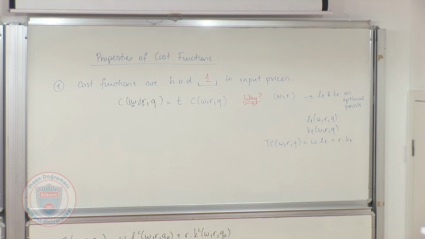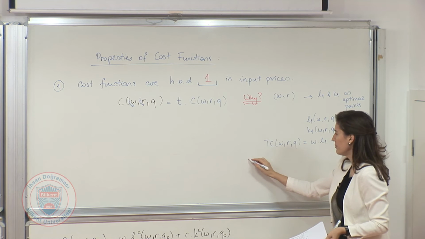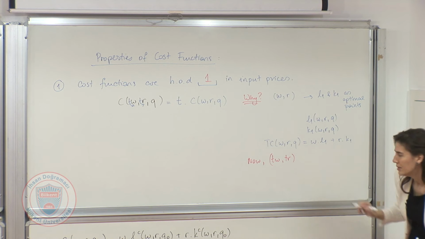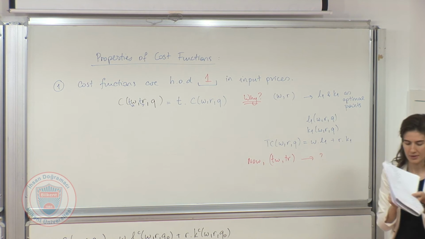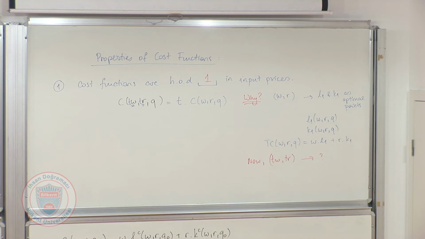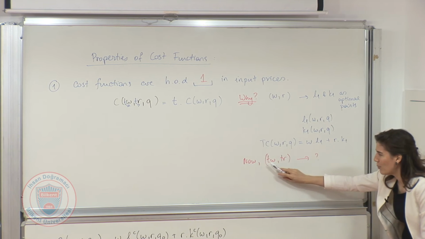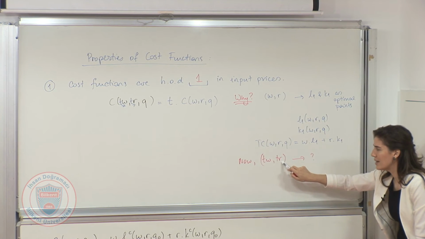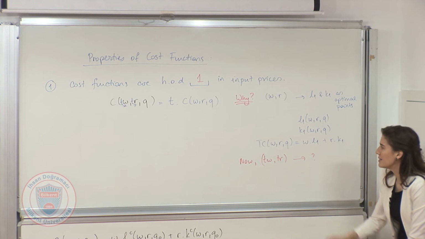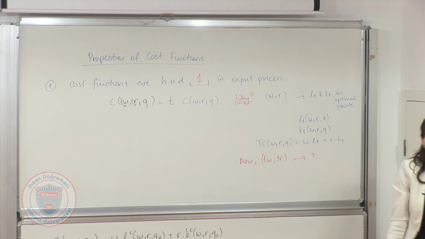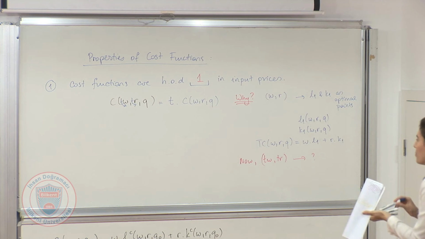Now my prices are, instead of this, T times wage, T times R. What are my optimal points? Now you have to argue. You have to think: is this L1, K1 still optimal? Do you think they're still optimal? When prices are T times W, T times R, and suppose you would like to produce the same Q bar level, both here and now with the new prices, are you going to change your optimal bundle? Yes? Again, what is the optimality condition?